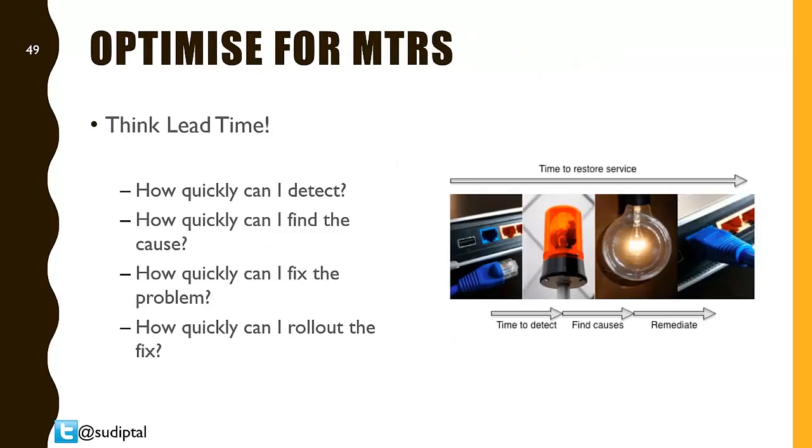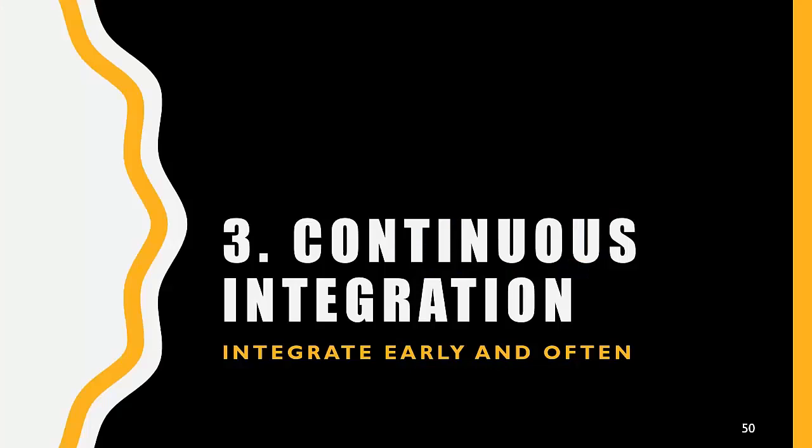So what we want to focus on is optimizing for mean time to restore service, all right? And if you look at the 4 steps that would typically go across any part of this cycle: how can I detect, how can I find the cause, how can I fix the problem, and how can I roll out the fix? Out of the 4, only the third one you perhaps cannot put automation and instrumentation in place for. For all the other 3, you can go ahead and put instrumentation and automation in place so that you have significant reduction in MTRS.